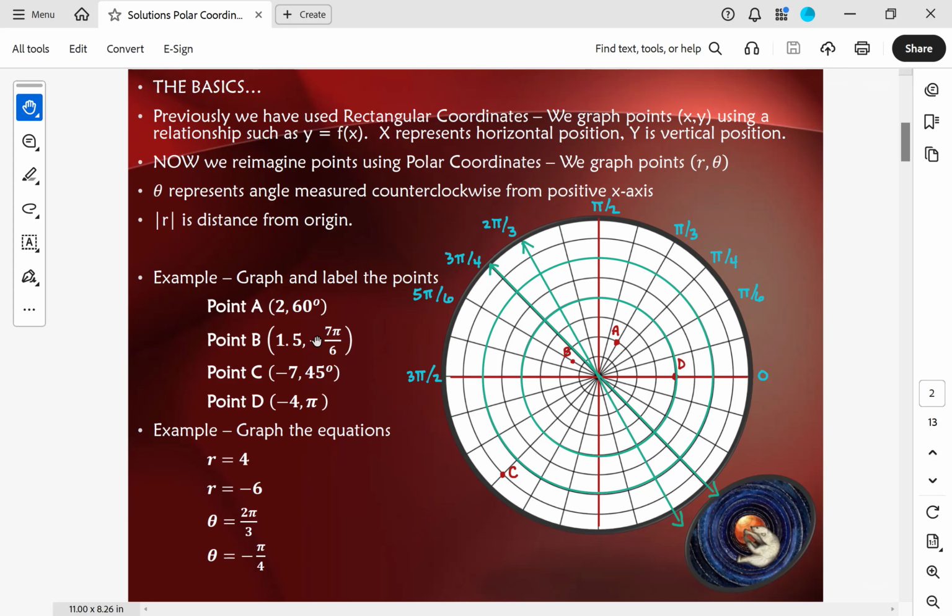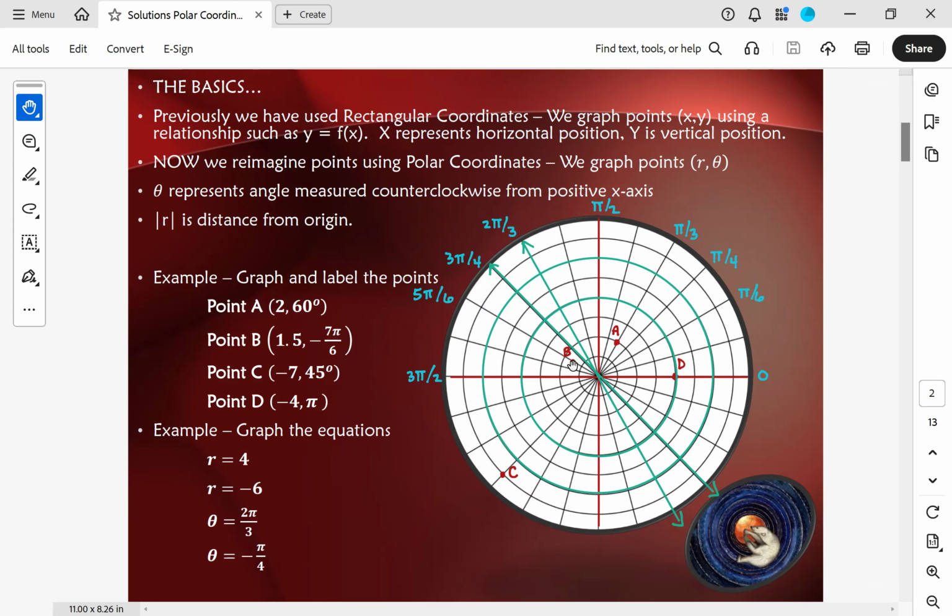Point B, I have a negative radian value. That's no big deal for us. Negative 7 pi over 6. I'm rotating clockwise. Past negative pi a little bit more. It's coterminal with 5 pi over 6 on that spoke. Halfway between the first and second circles, I put point B.